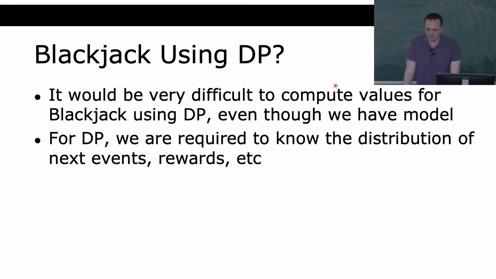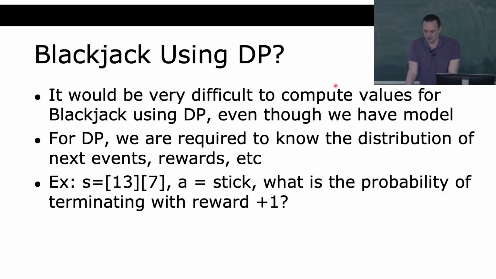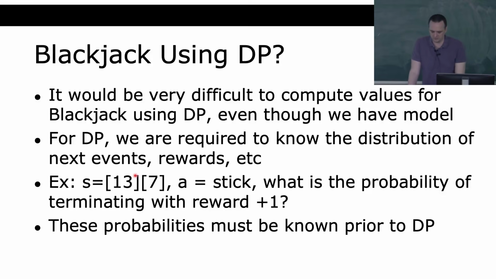So in games with randomness, especially, it's often hard to use dynamic programming. Just as an example, what's the probability from this state that I would lose if I had this? Well, if I had the probability of winning using stick versus using hit, then I would just take the one that had the highest probability. So I've already solved the game, so it's difficult.